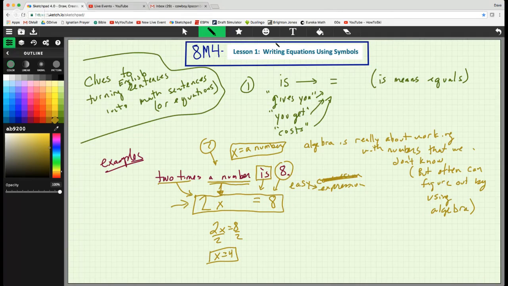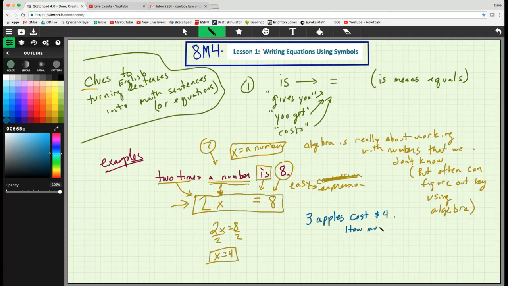Okay, let's do another one just for fun. And let's use a different thing. We'll use a different color here, but we're going to use a different word up here. And I'm going to say 3 apples cost $4.